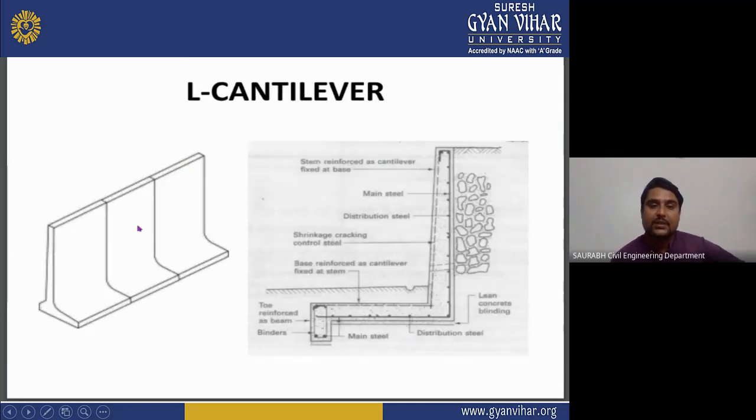So now we will see the L-shaped cantilever wall. As you can see, the cross section of this wall looks like an L. As you can see here, that is your stem reinforced as a cantilever fixed at base. And this is your main steel, and this is your distributed steel, and that steel is provided to prevent shrinkage cracking and control this. And this is your base reinforcement as a cantilever fixed at the stem. As you can see, this is your lean concrete binding which is provided in the base of this wall.